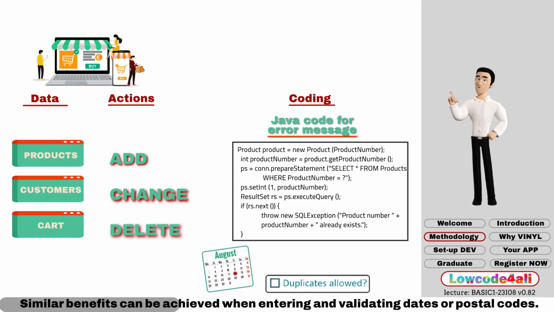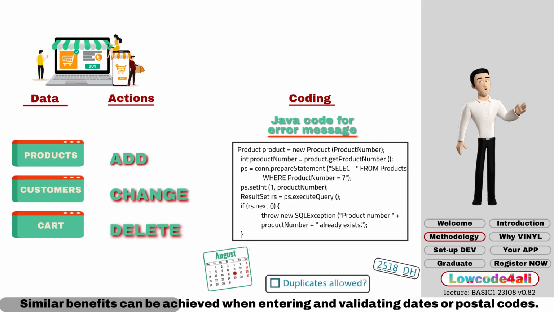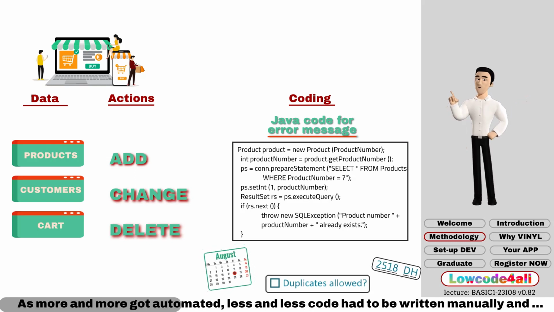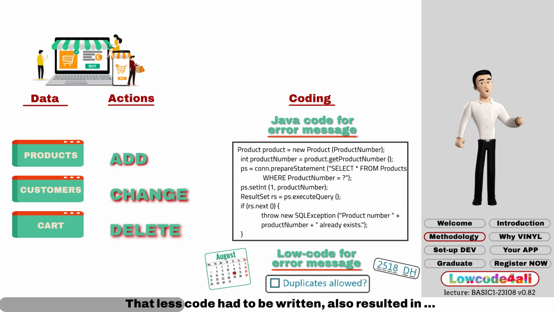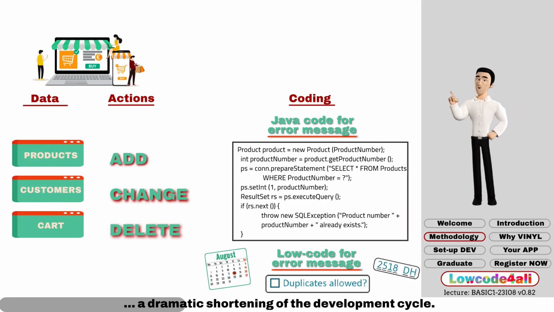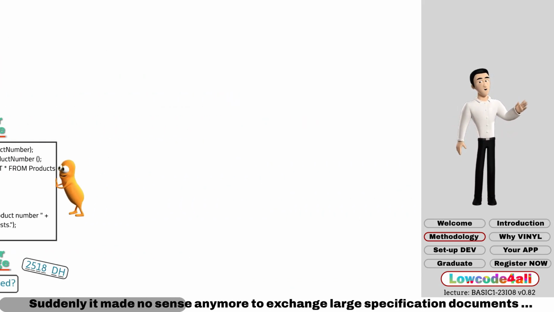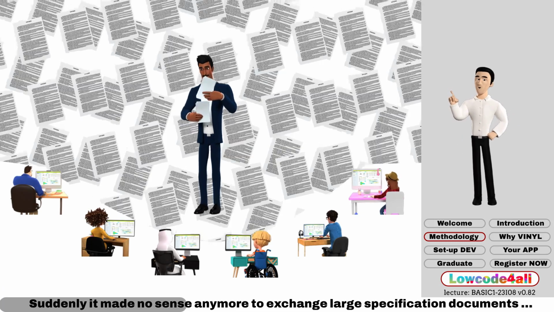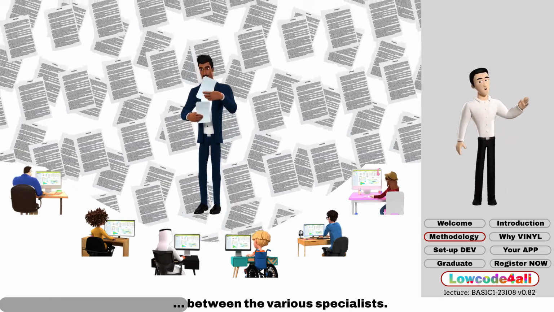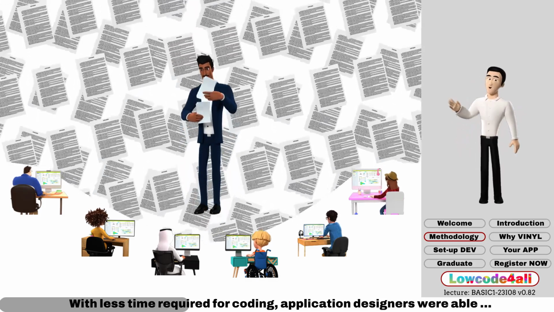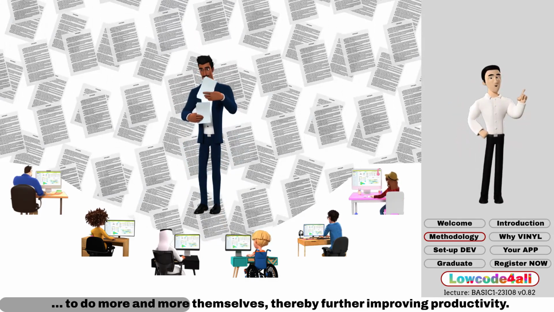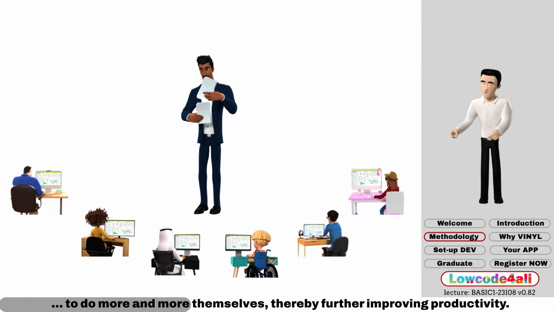Similar benefits can be achieved when entering and validating dates or postal codes. As more and more got automated, less and less code had to be written manually, and we arrived at low-code environments. That less code had to be written also resulted in a dramatic shortening of the development cycle. Suddenly it made no sense anymore to exchange large specification documents between the various specialists. With less time required for coding, application designers were able to do more and more themselves, thereby further improving productivity.